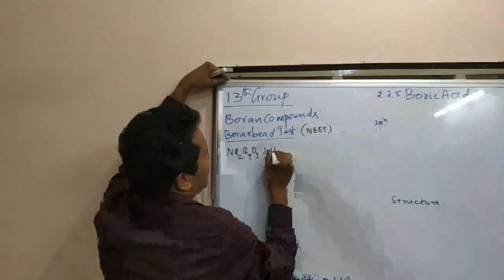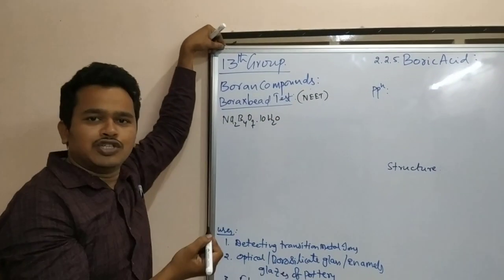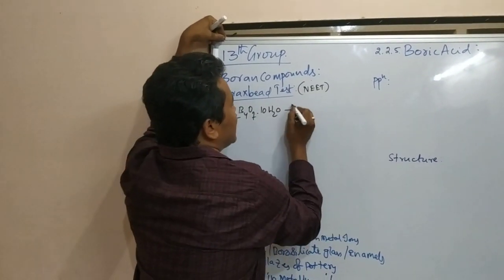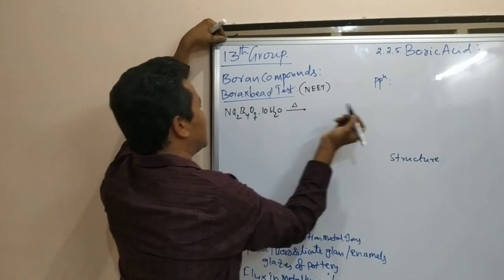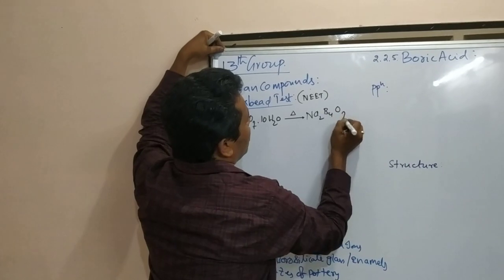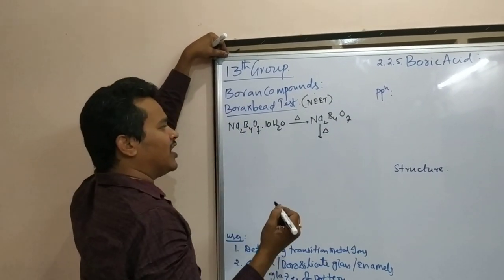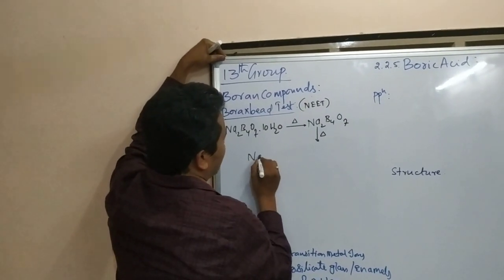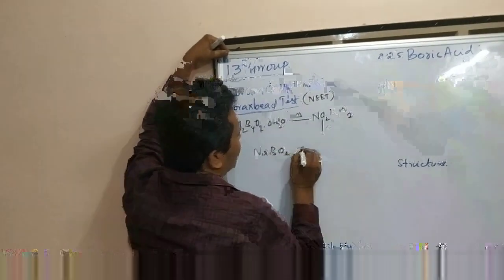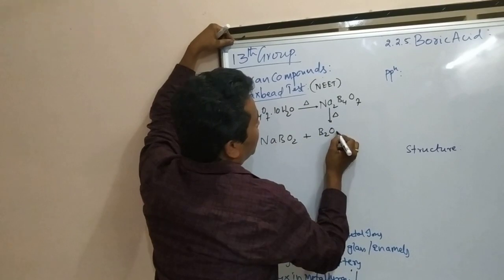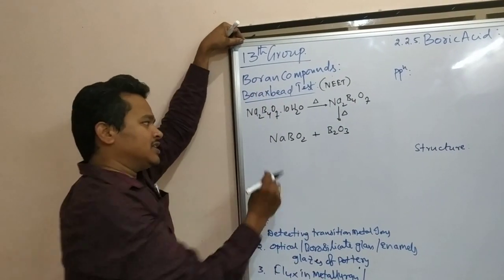Na2B4O7·10H2O. It's easy only. After that we are giving some heating here. Then water is going to evaporate. What will be there? Na2B4O7. Keep on heating. What is it giving? It is giving two things: NaBO2 plus B2O3.